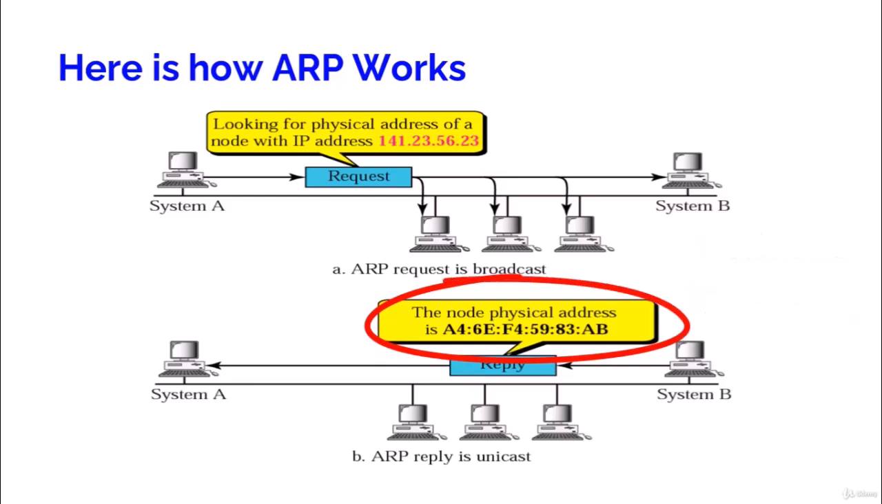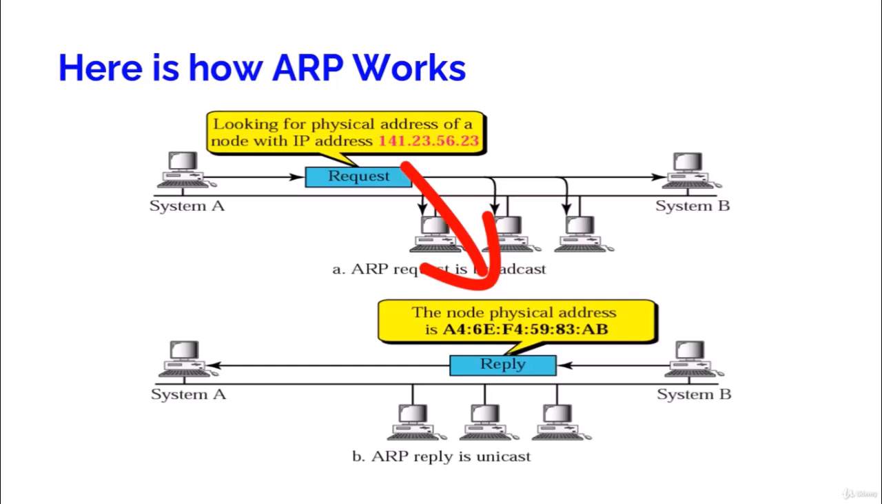Now step 8. The source machine will process the ARP reply from the destination. Once System A receives the reply that System B's MAC address is A4:6E:F4:59:83:AB, what does System A do? System A now gets that OK, the machine with IP address 141.23.56.23 has a MAC address of A4:6E:F4:59:83:AB. So System A will store these two values in its ARP cache table.